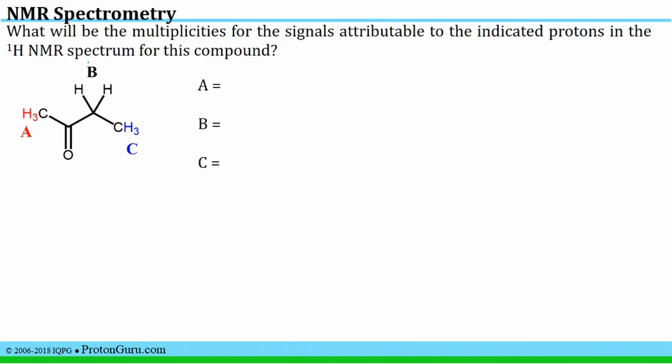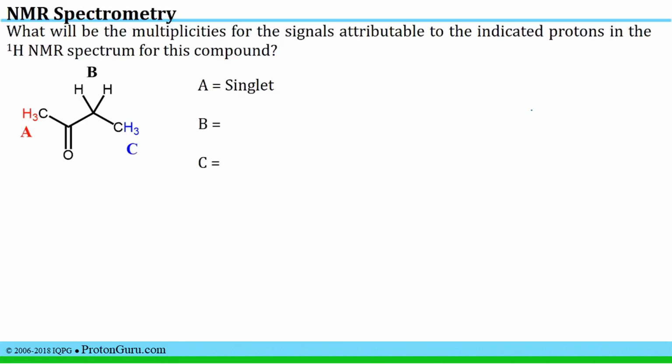If we take a look at set A, we look at the neighboring site, which has a carbon right here. There are no protons on that neighboring site. And remember, the multiplicity equals n plus 1. N is 0, so multiplicity is 1. A multiplicity of 1 leads to a singlet in your proton NMR spectrum.